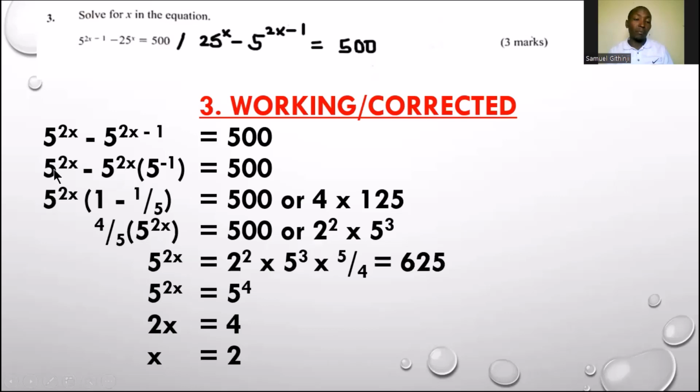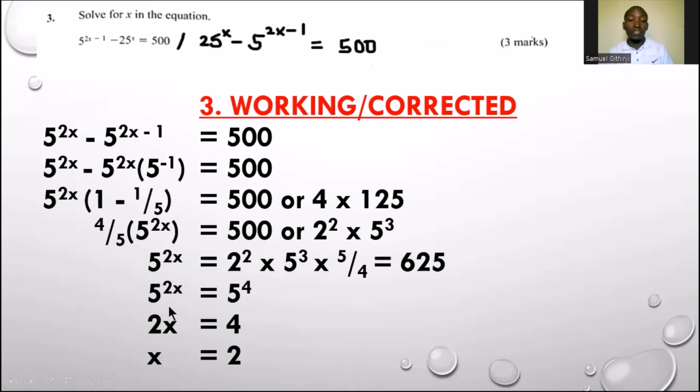We've said you can represent this with an m and this one with an m. Then you factor it out. You'll have 1 remaining here minus a fifth. If that is the case, you can see now that is 4 over 5 without the negative. 5 then the 5 2x there equals to 500, or the way I've done.